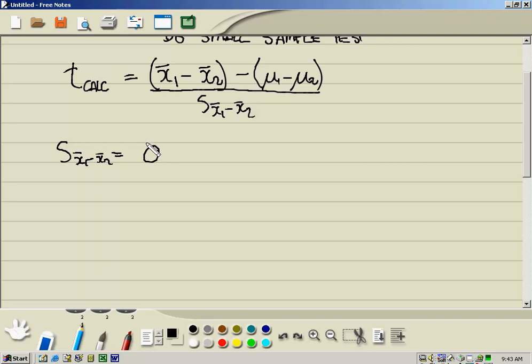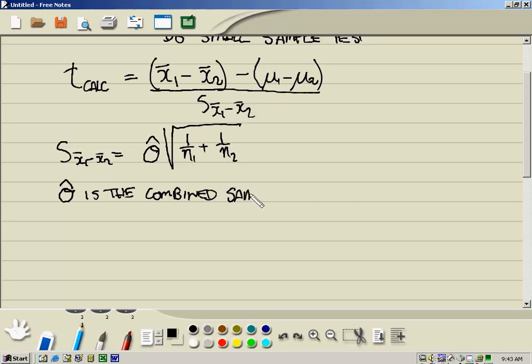So, s of x bar 1 minus x bar 2 is an item called sigma hat times the square root of 1 over n1 plus 1 over n2, where sigma hat is the combined sample standard deviation. We're going to throw both samples together in a sense and get one value for the standard deviation instead of having two of them, s1 and s2. And the formula for that looks a little messy.